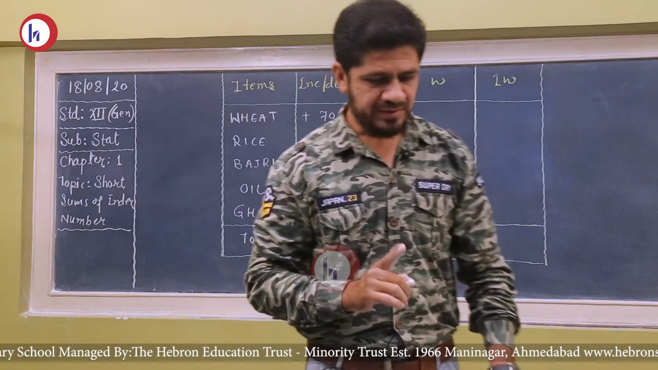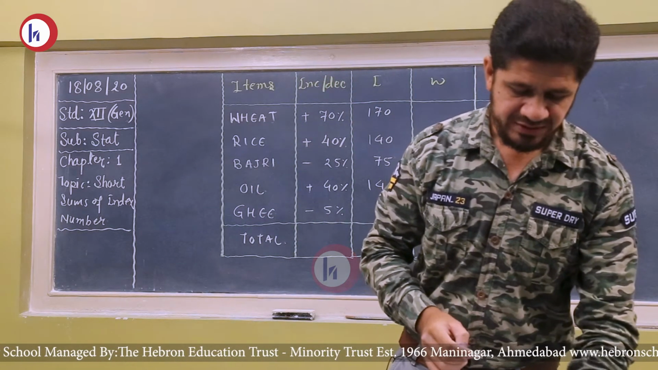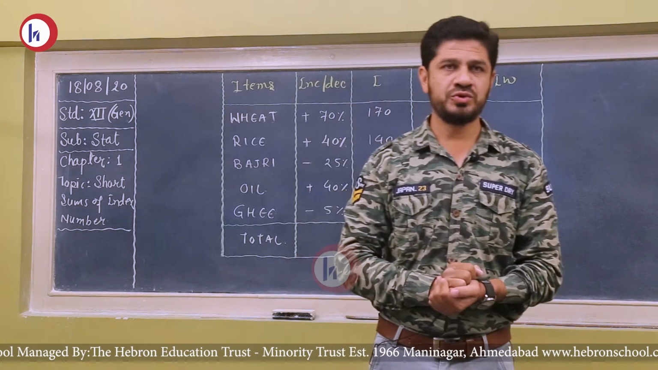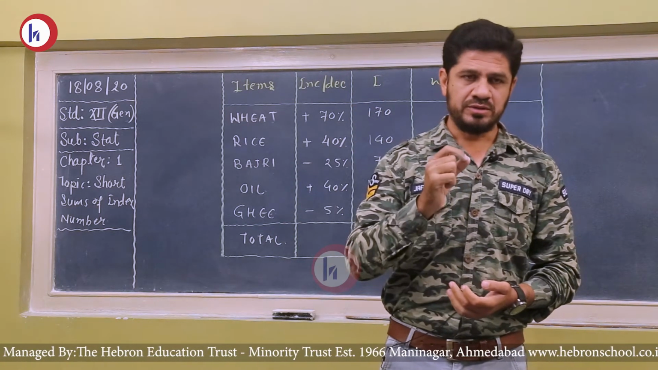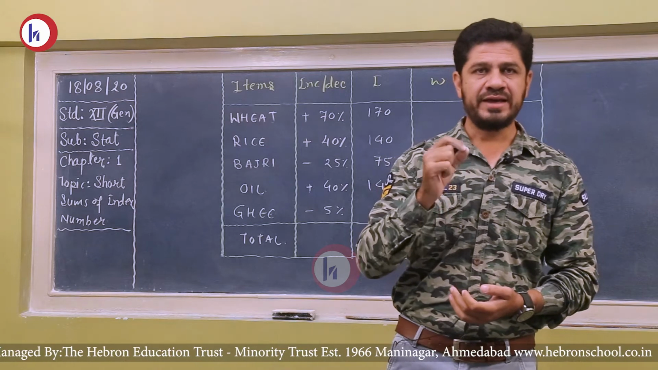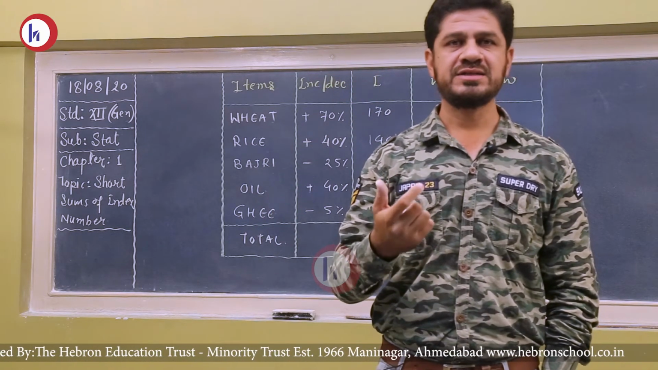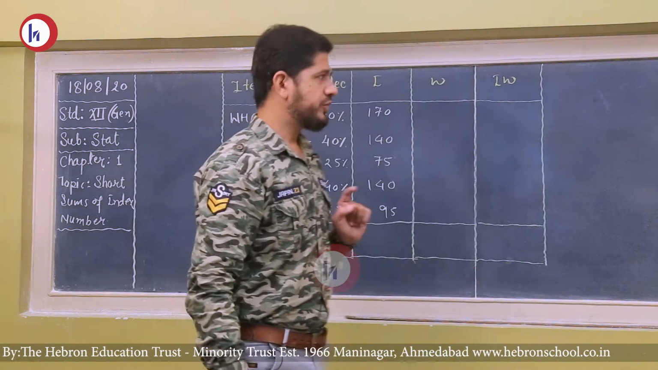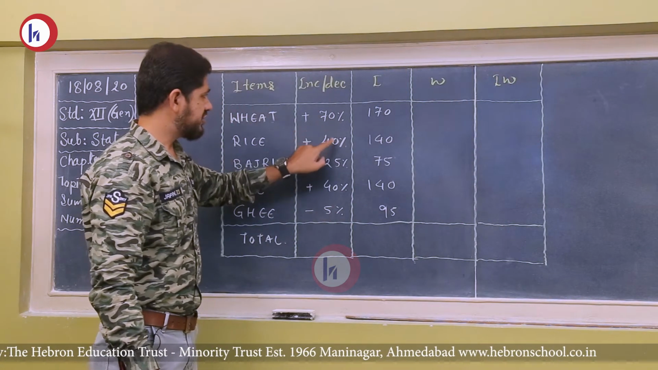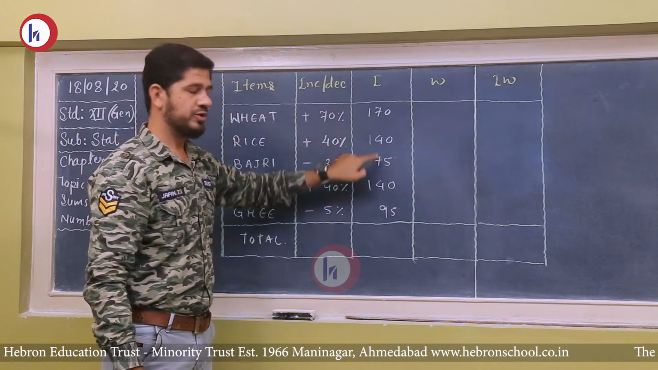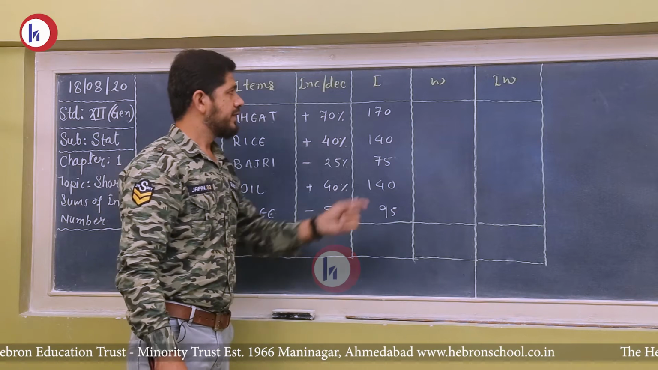Students, remember index number is free from any unit. So do not suffix any sign or any unit after the index number. So you can see the percentage here in the increase or decrease column, but not in the index column, right?